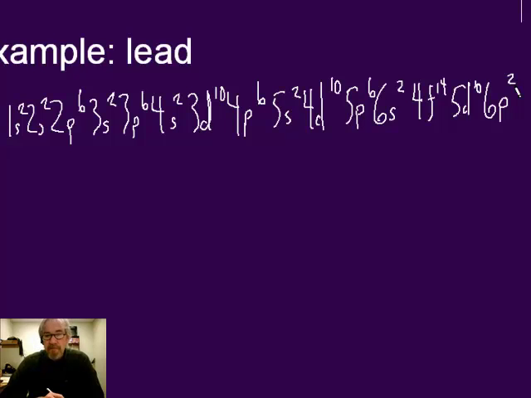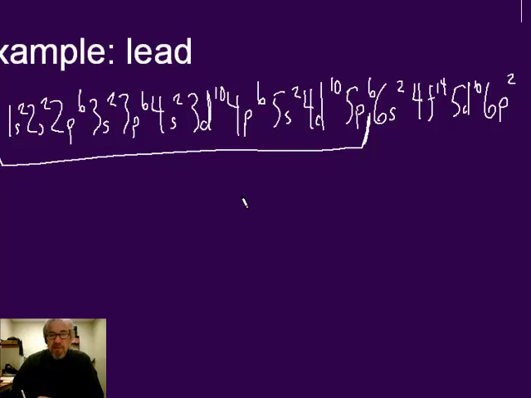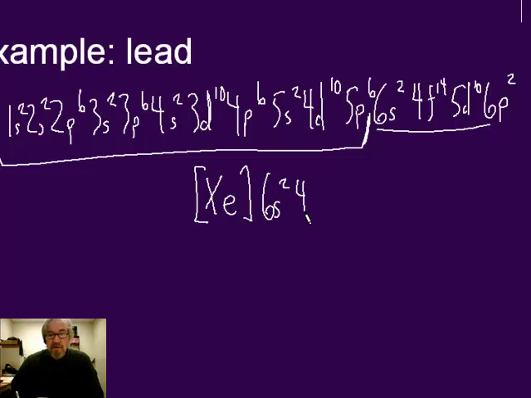Now to do shorthand notation, we have to go back and find the most recent noble gas. Well, noble gases all end in p6, so if we go back and look for the last p6, it's right there. So that's the part we're going to cut out and replace with brackets for the noble gas that comes before lead. Well, this is 5p6, so we look for the fifth noble gas, and the fifth noble gas is xenon. So we'll put xenon in brackets, and then we'll just write this part afterwards: 6s2, 4f14, 5d10, 6p2.